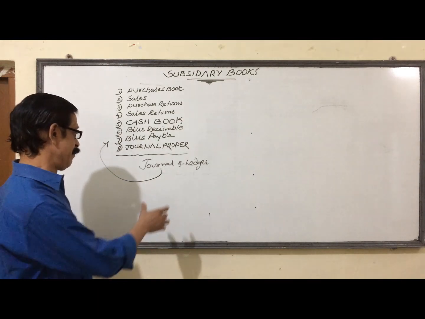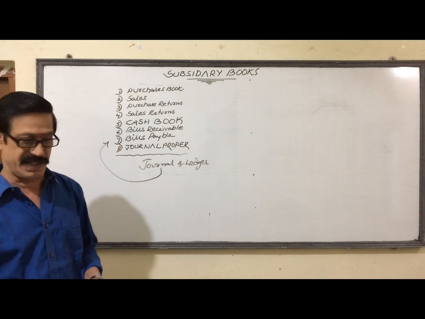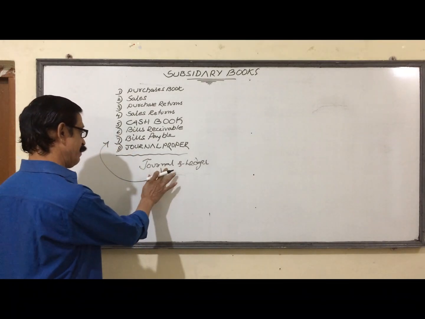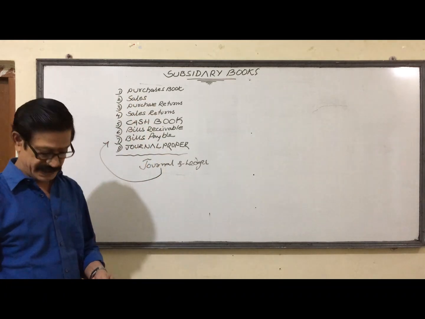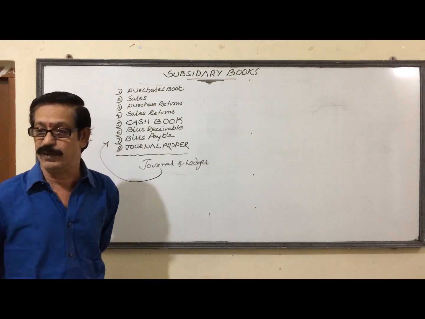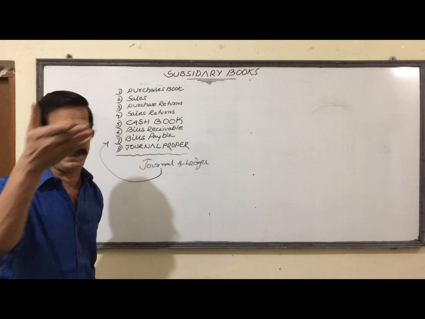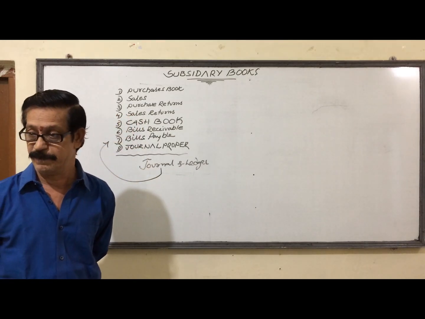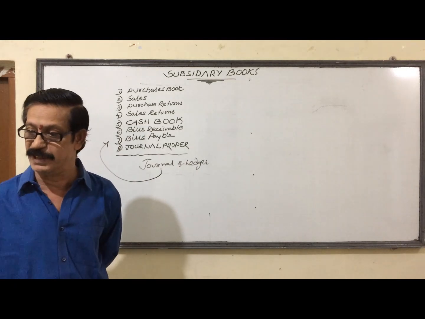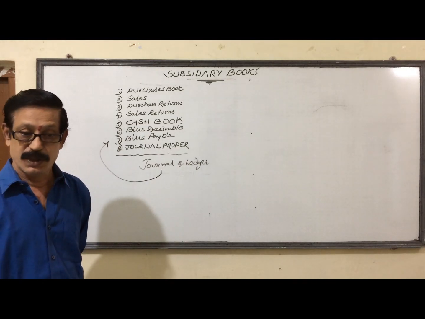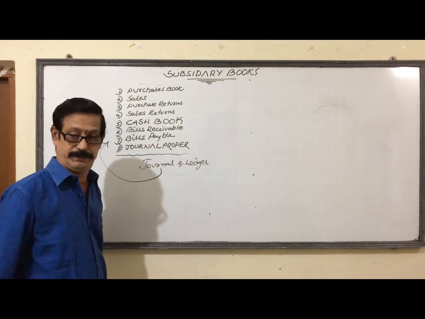In accountancy, there are mainly two books. One is journal and second is ledger. Now, the journal book is divided into subsidiary journals. Instead of maintaining one journal, we are maintaining separate books for separate types of transactions. Instead of maintaining one book, the book is subdivided into so many books so as to enter a particular type of transactions in those books.